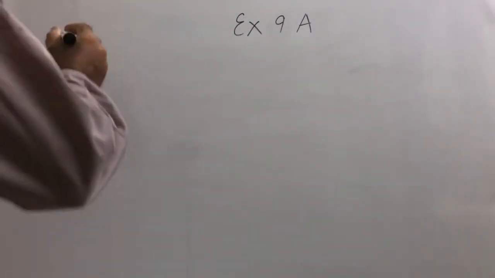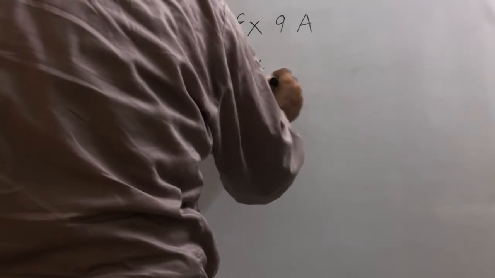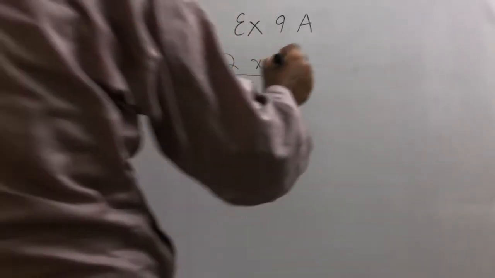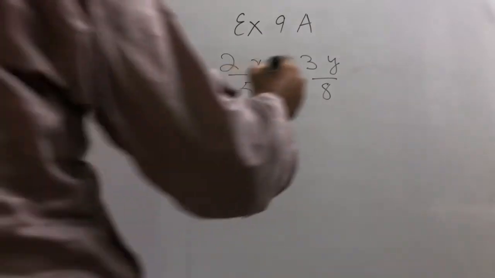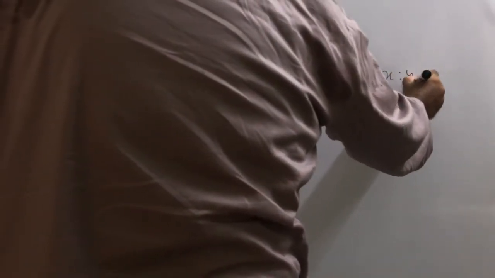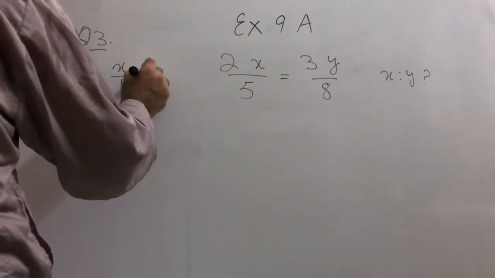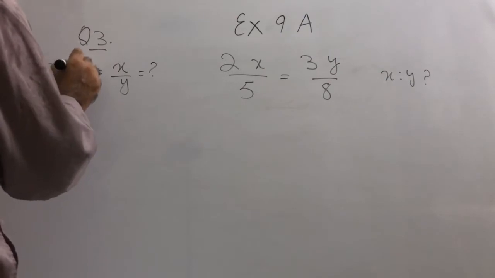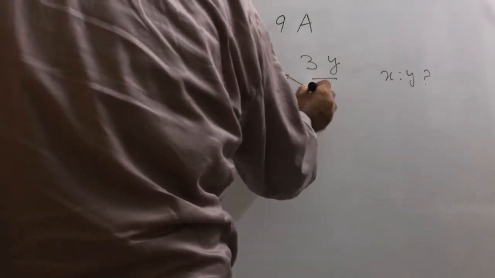Question 3 is, given that 2x over 5 is equal to 3y over 8, then find the ratio of x ratio y. We need to find x ratio y. It means we need to find the value of x over y. It is equal to x ratio y. Both are the same thing. So for this, we will simply do the cross multiplication.